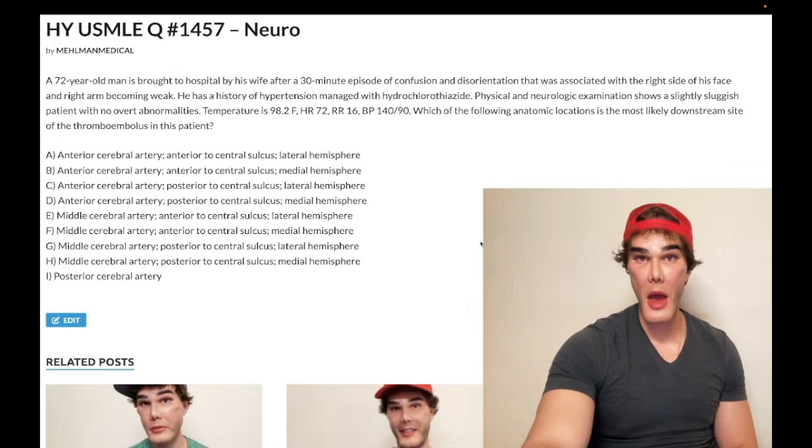How's it going, guys? We have a past level question for neuro for different steps. A 72-year-old man has a TIA, transient ischemic attack, which is stroke-like findings under 24 hours. Most patients, it's under 1 hour.